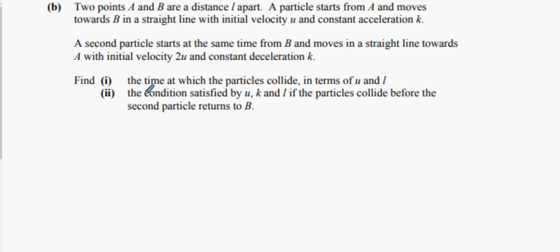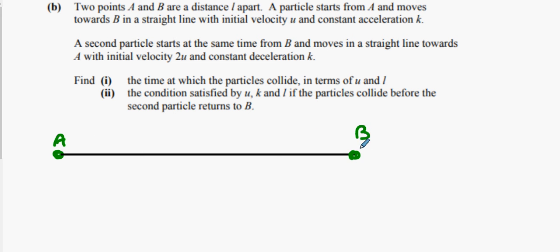Draw a diagram. A, then you have B here. And A starts off with velocity u and acceleration equal to k. B starts off with velocity 2u. And oddly enough, B is decelerating, isn't it? Why is B decelerating? Because it's getting slower, right? So it's decelerating.